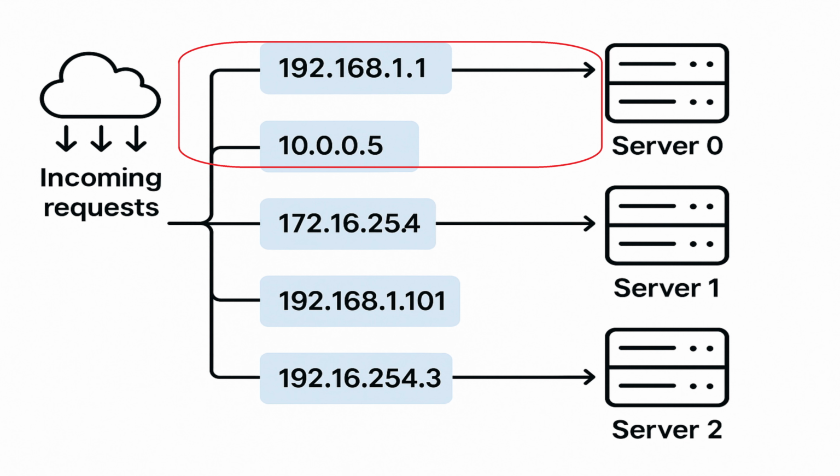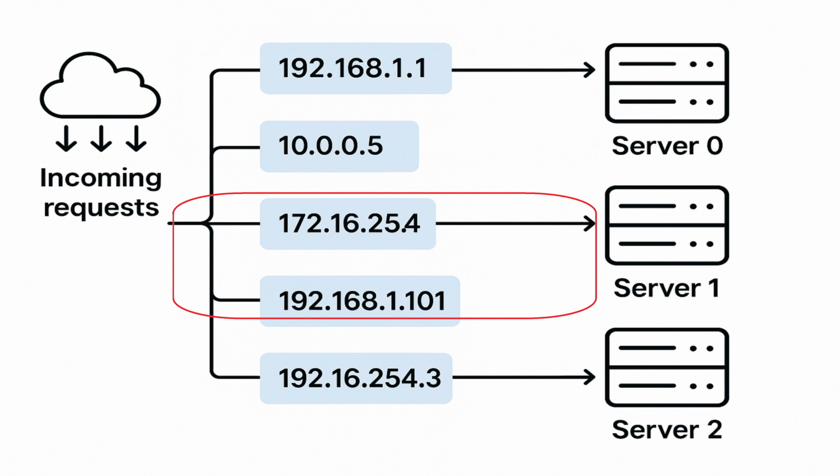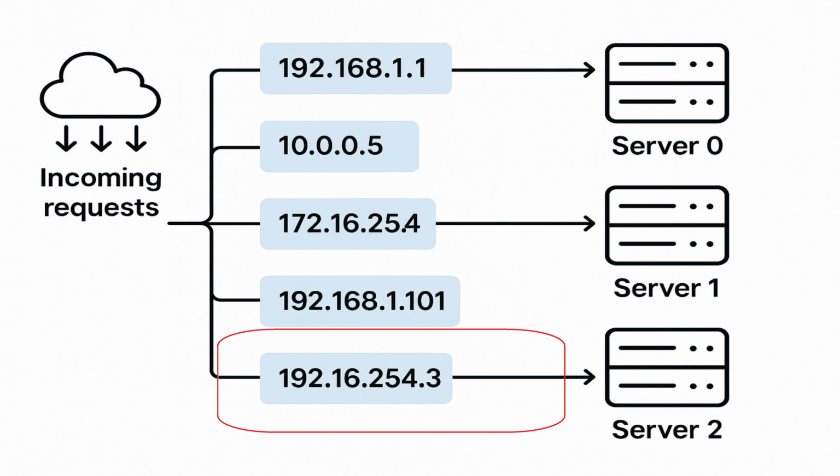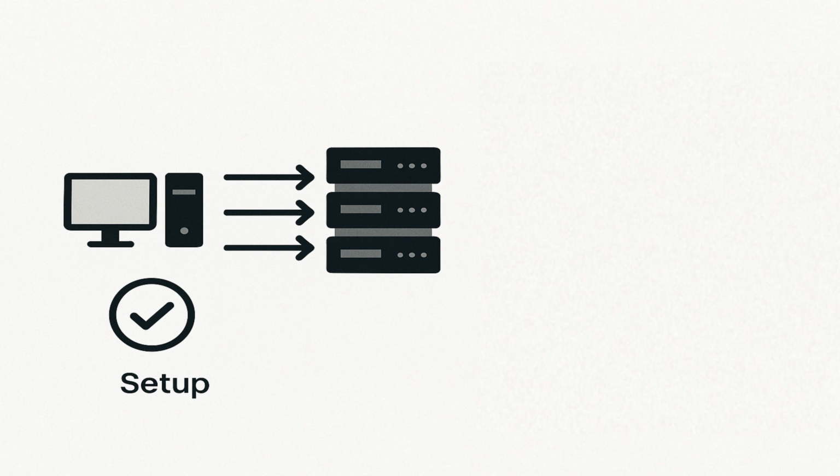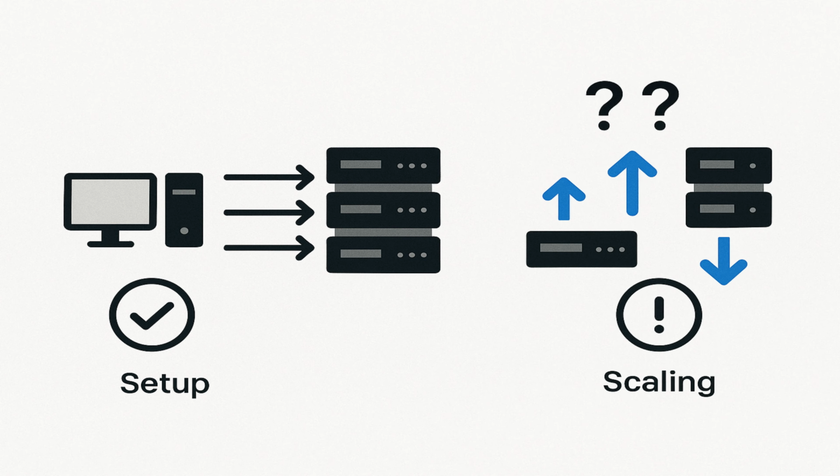In this, these 2 IPs will go to server 0, these 2 will go to server 1, and this one IP will go to server 2. This way, each user always goes to the same server, keeping their session consistent. But this setup works fine only as long as the number of servers stays the same. In real systems, we often need to scale up or down, and that's when the problem begins. Let me explain with 2 common scenarios.